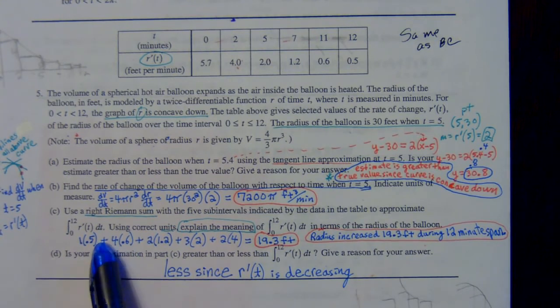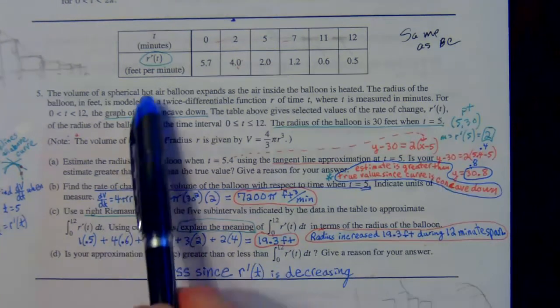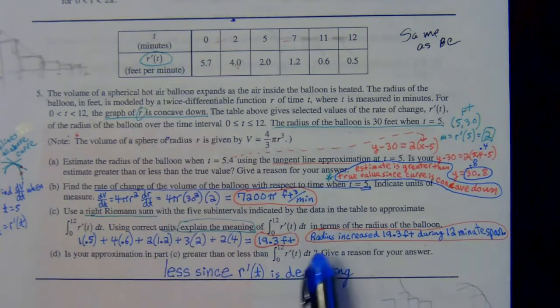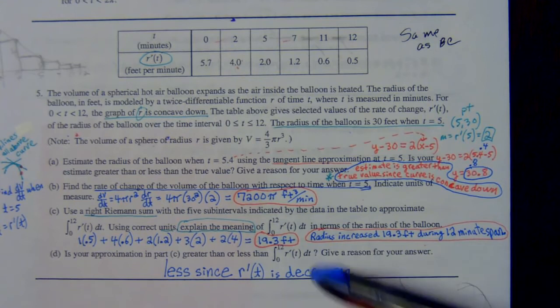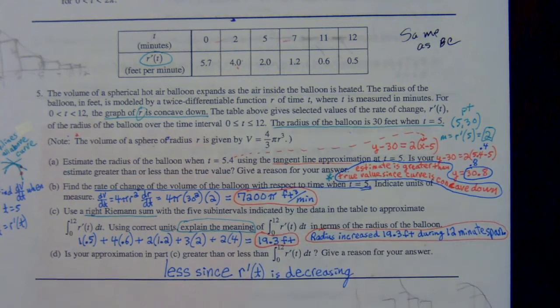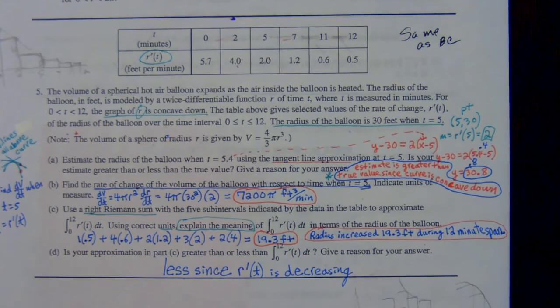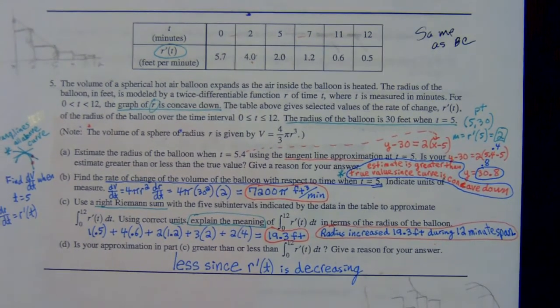It was just the radius right there because you integrated the r prime. So the feet per minute drop off, and it's just going to be the feet. And then it says explain the meaning of that, and I just put the radius increased 9.3 feet during that 12-minute span. So you've got to utilize the 0 and the 12; those numbers attach to your integral when they ask you to be as specific as possible.